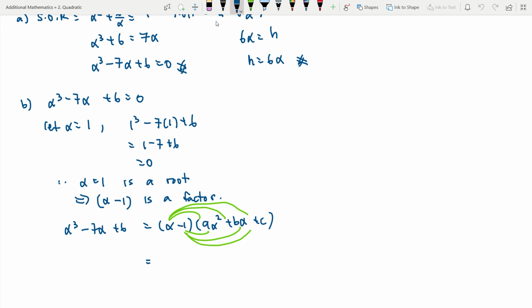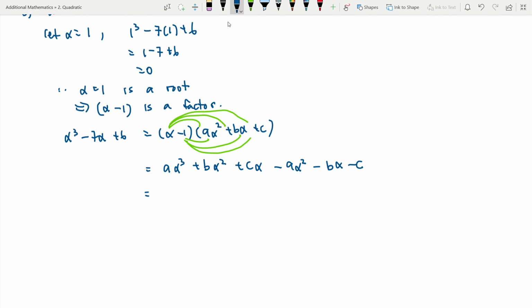We expand the bracket, we get a alpha cubed plus b alpha square plus c alpha minus a alpha square minus b alpha minus c. Then we collect all the like terms together. We have a alpha cubed plus b minus a alpha square plus c minus b alpha and minus c.